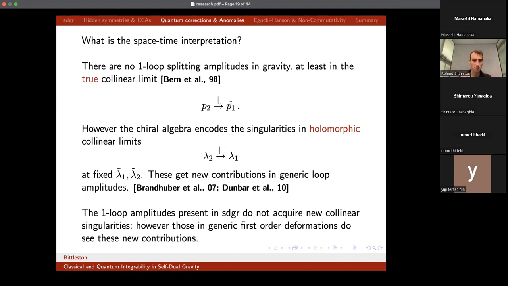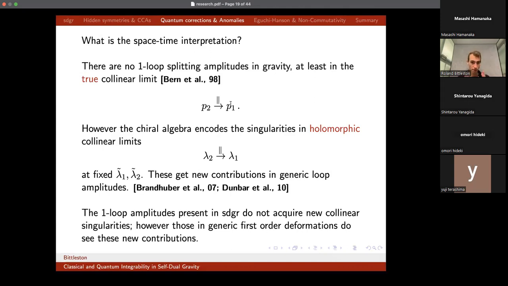That's what collinear means. But if you remember, these are null momenta. That means they can be expressed in terms of left-handed and right-handed spinor helicity variables. And now I can imagine taking the left-handed spinor helicity variables to become collinear while leaving the right-handed ones distinct. That's what I'm going to call the holomorphic collinear limit. Now, you might notice that I'm certainly not allowed to do this in Lorentzian signature because lambda and lambda tilde are real there. But in split signature, or in a complexified world, or in Euclidean signature, I can take this limit and capture the singularity.